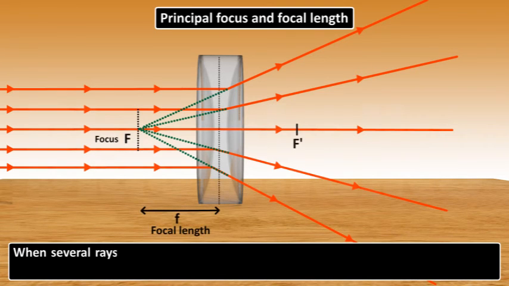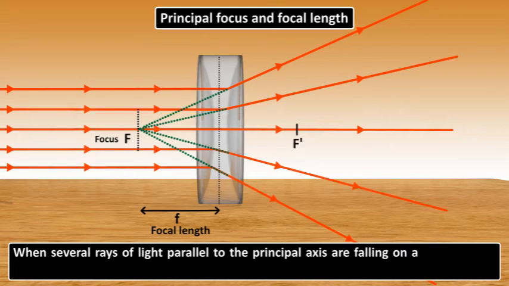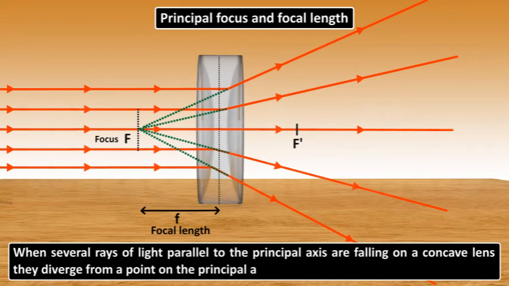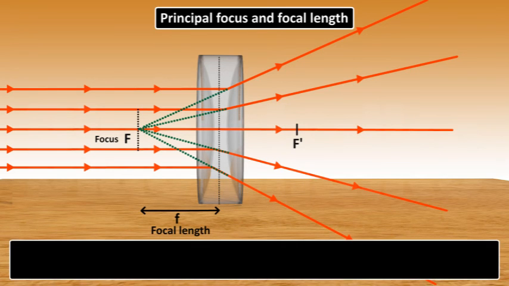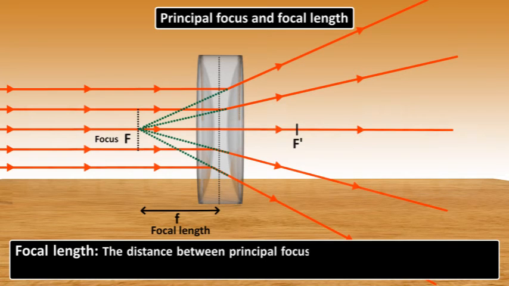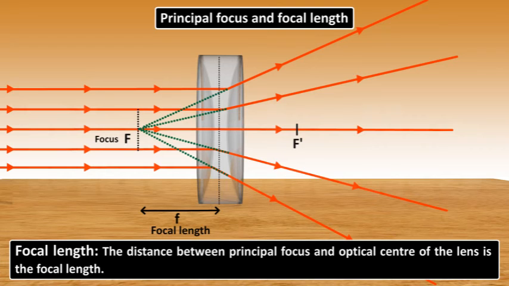When several rays of light parallel to the principal axis are falling on a concave lens, they diverge from a point on the principal axis. This point on the principal axis is called the principal focus of the concave lens. Focal length. The distance between principal focus and optical center of the lens is the focal length.